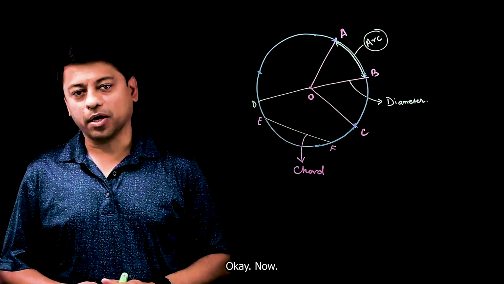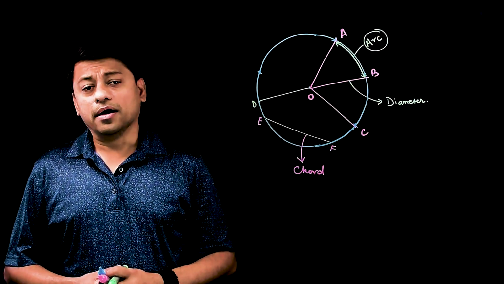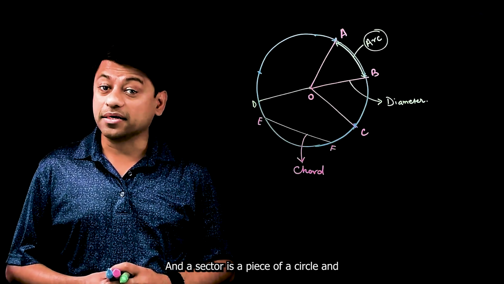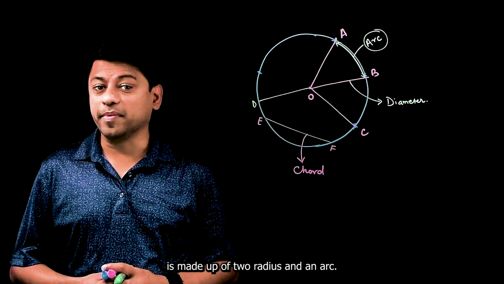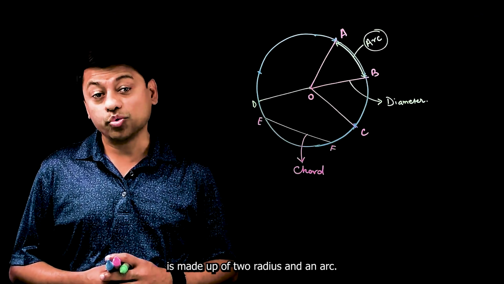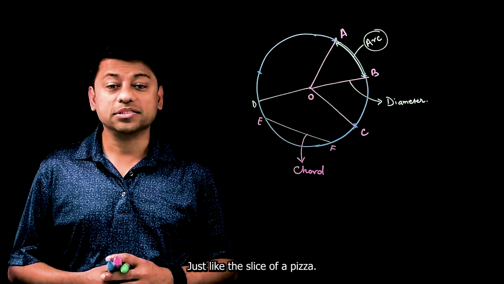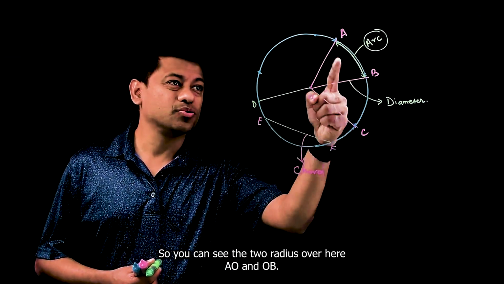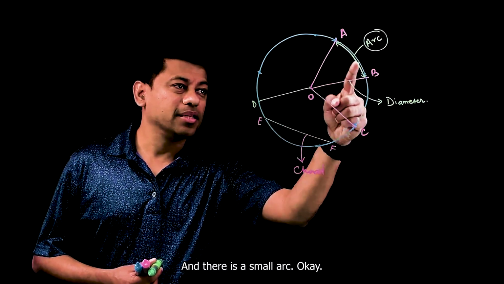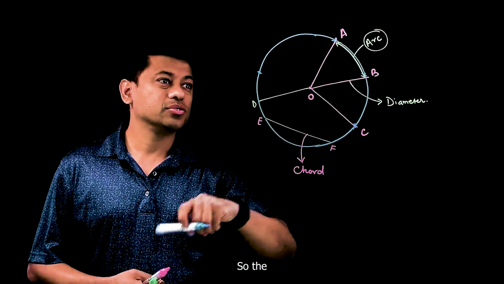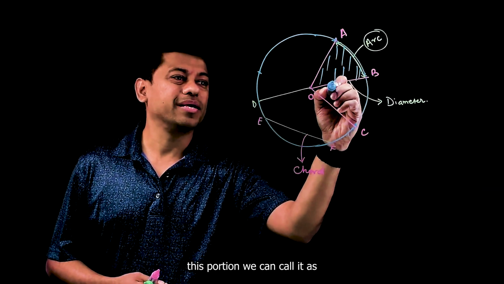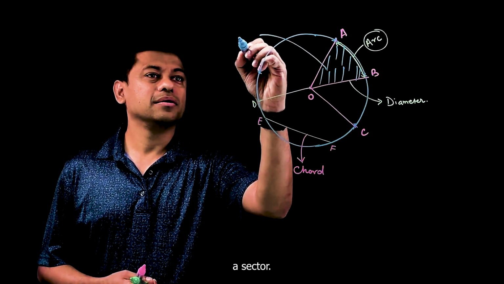Now, the next term is a sector, and a sector is a piece of a circle and is made up of two radii and an arc, just like a slice of a pizza. So you can see the two radii over here, AO and OB, and there is a small arc. So this portion we can call a sector.